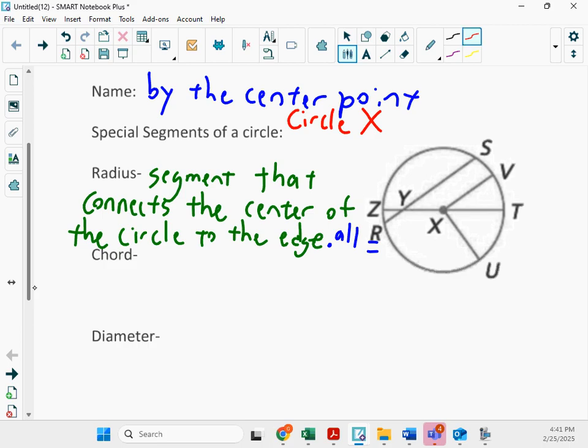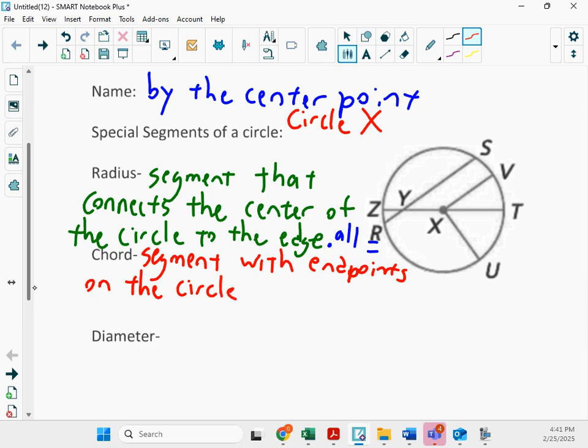A chord is a segment with both endpoints on the circle. Both endpoints on the circle. For example, RS is a chord. ZT is a chord. Is UX a chord? No, because X is not on the edge of the circle, so that can't be a chord. It has to be edge to edge.